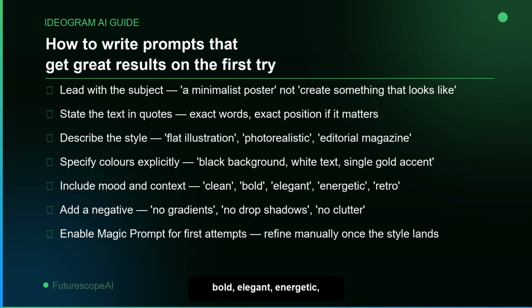Add mood and context words to shape the overall tone: clean, bold, elegant, energetic, retro. Include a negative to remove things you do not want: no gradients, no drop shadows. And for your first attempt on a new style, enable Magic Prompt, let it expand your description, evaluate the result, then refine manually once the visual direction is right.